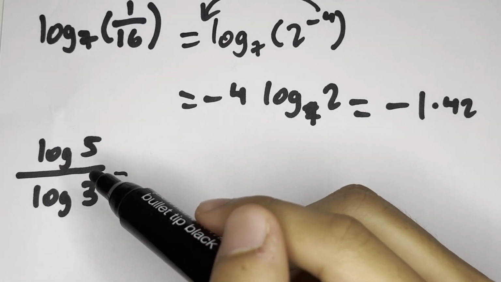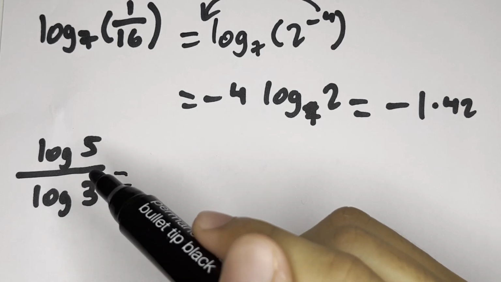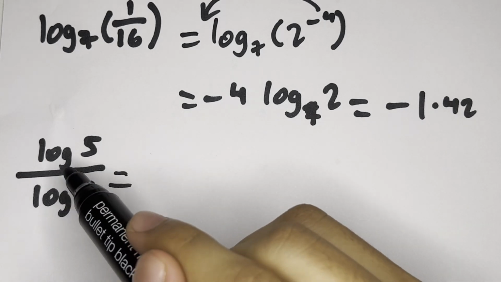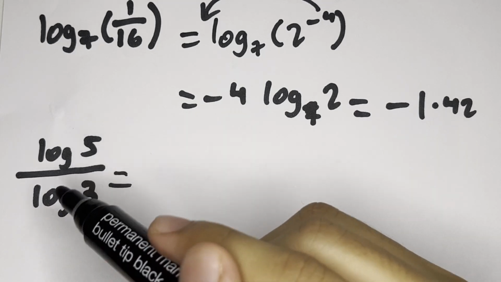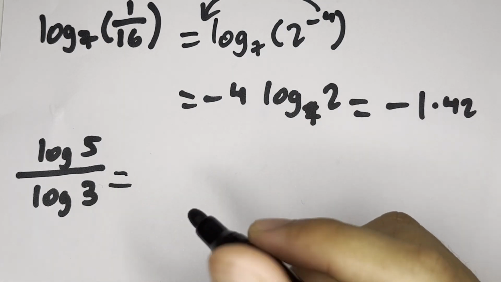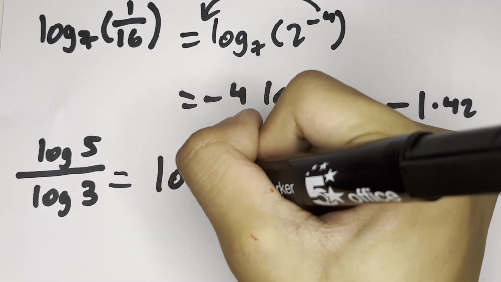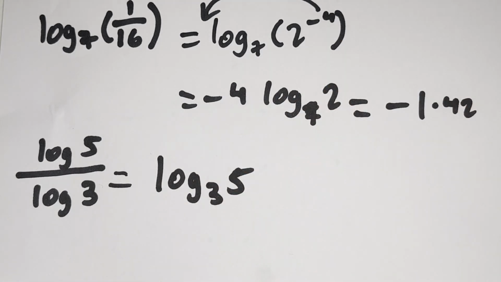Finally, if the question asked you to convert this into a single logarithm, you would use the base conversion rule number 4. So here we have log of 5, also known as log base 10 of 5, over log of 3. And by rule number 4, this can be written as log base 3 of 5, and this should give you the same answer.